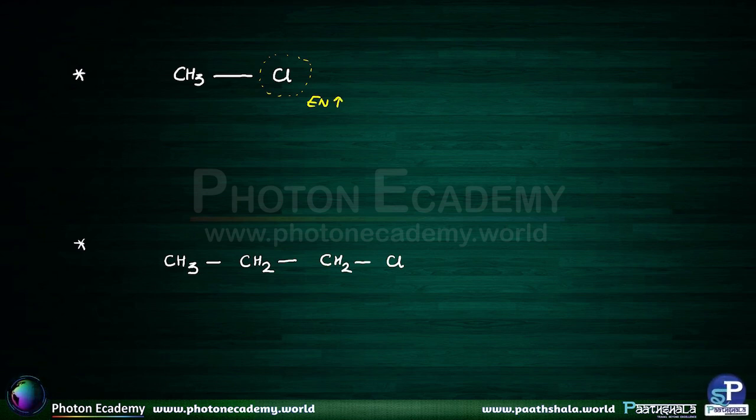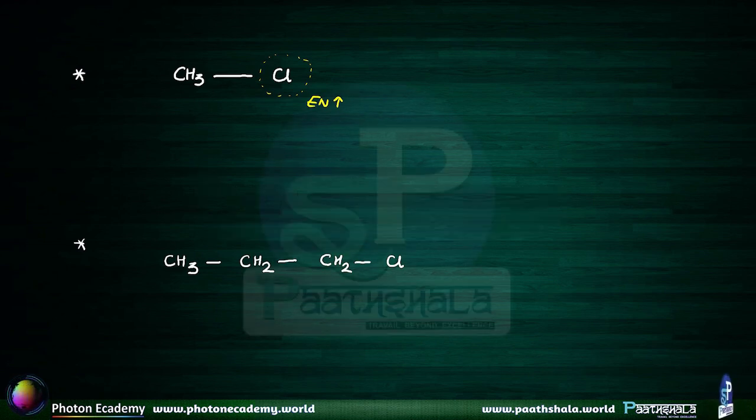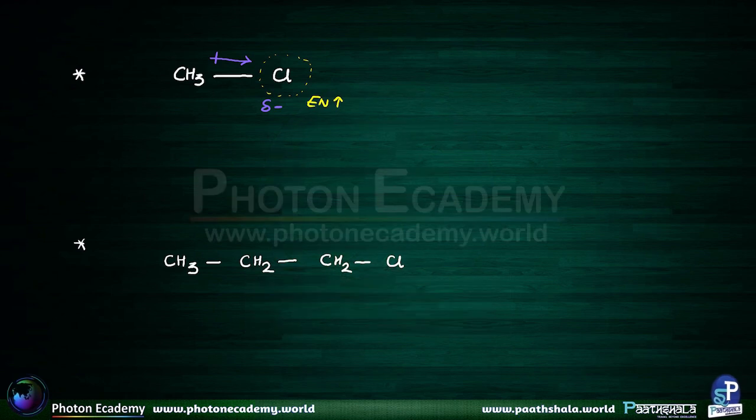So it will attract the electron density towards itself. What happens is when it attracts the electron density towards itself, this becomes delta negative, gains negative charge because it is withdrawing the electrons from carbon. And carbon, because it is giving electrons, gains a positive charge, delta positive.